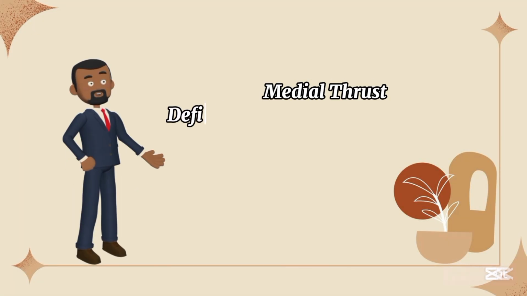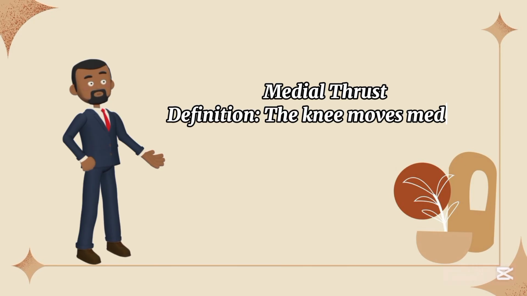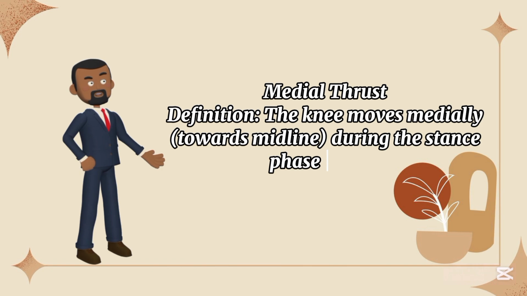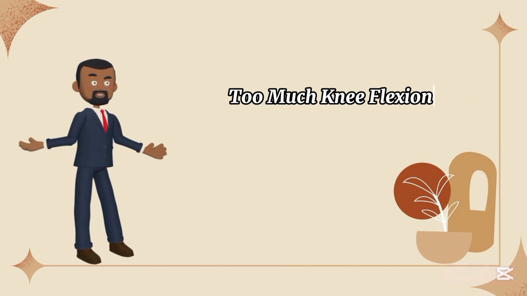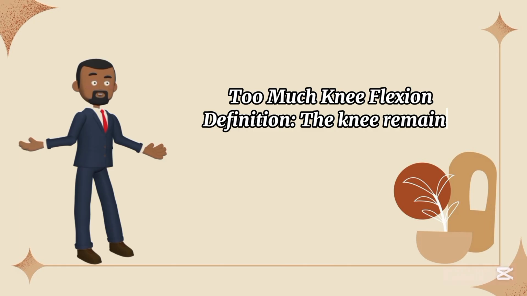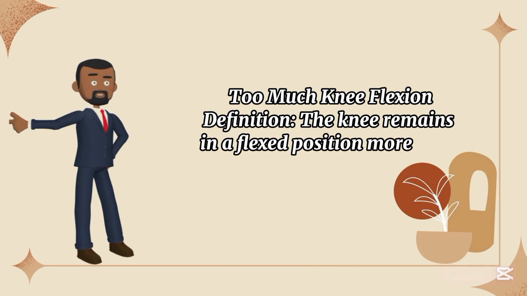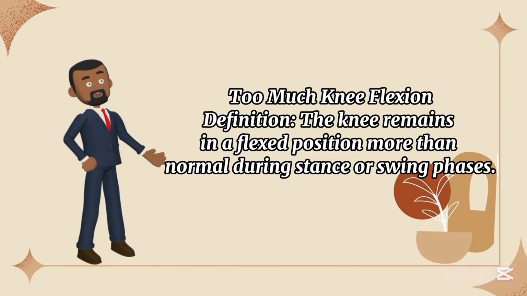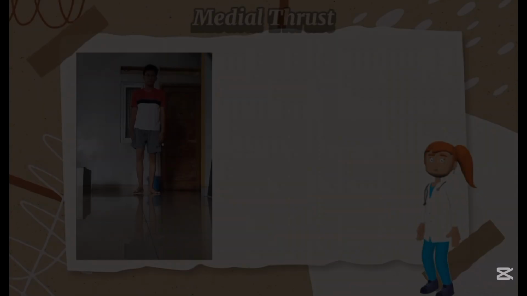Medial thrust. Definition: the knee moves medially toward midline during the stance phase of gait. Thomas knee flexion. Definition: the knee remains in the flexed position more than normal during stance or swing phase.